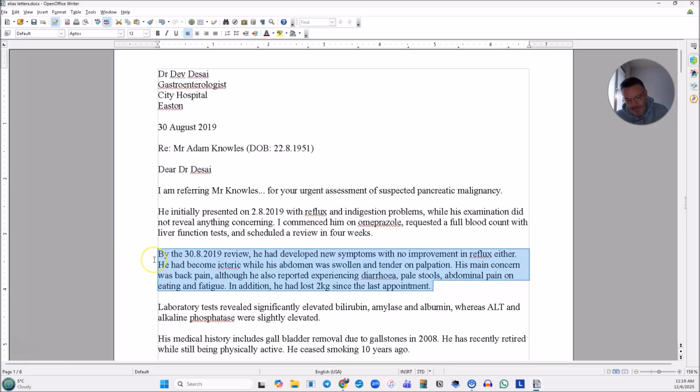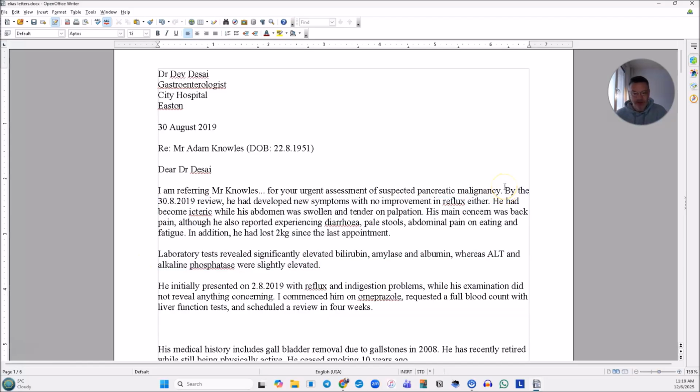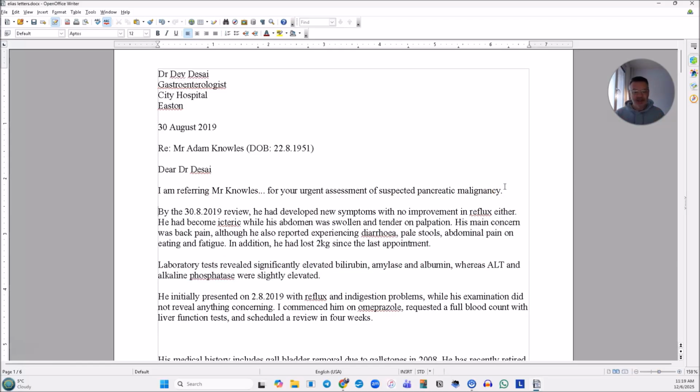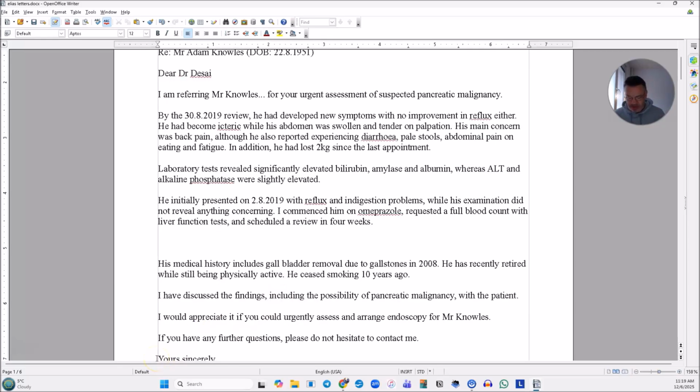This should be paragraph 2. If it's urgent, today's visit usually should be paragraph 2. Writing to request your urgent assessment. Today, Mr. Knowles presented with swollen abdomen, pale stools, pain, and so on. Lab test showed. Right, so I would put all that stuff in paragraph 2. For urgent referral, usually today's visit, paragraph 2. Okay, so I put it there.